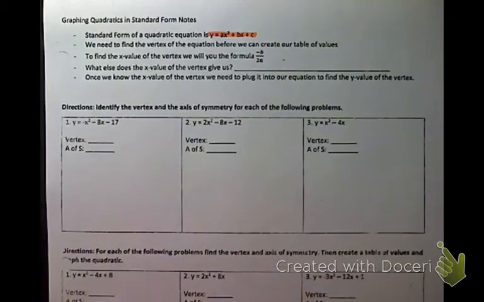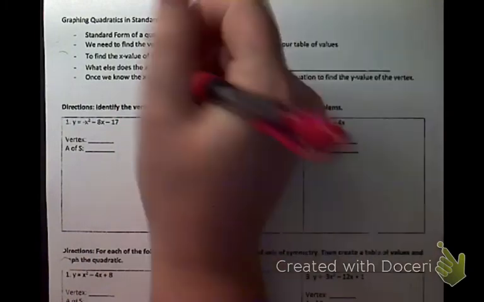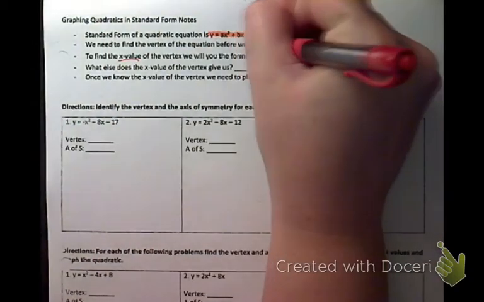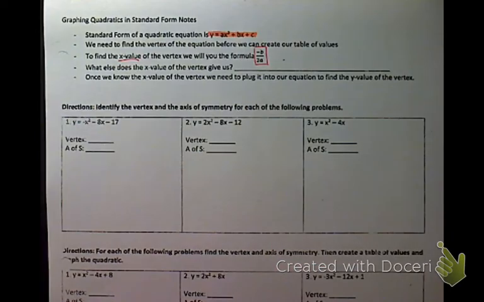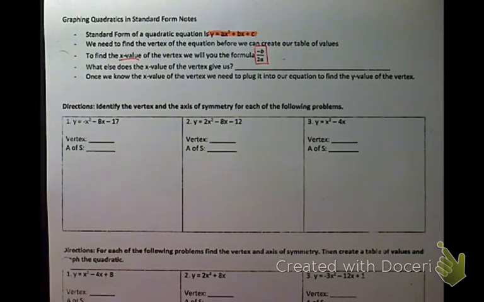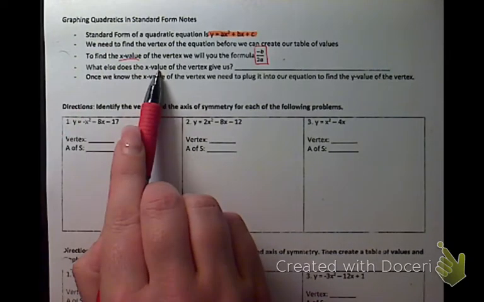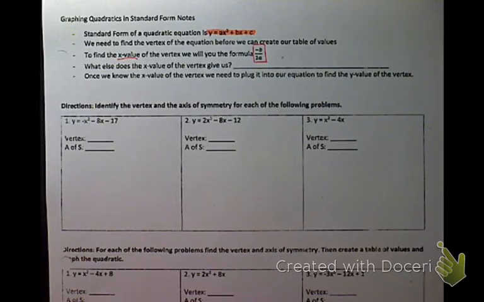Now here's going to be the important part. To find the x value of the vertex, we are going to use negative b divided by 2a. Okay, to find the x value of the vertex, we're going to use negative b divided by 2a. And then real quick, does anyone remember what else the x value of the vertex gives us? So think back to all your key features in the last couple weeks. What does the x value of the vertex give you?